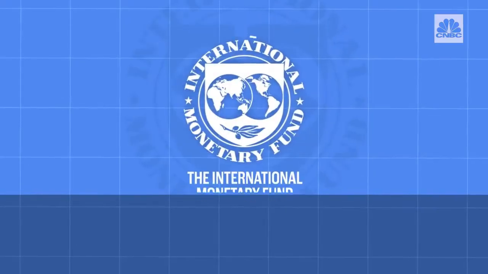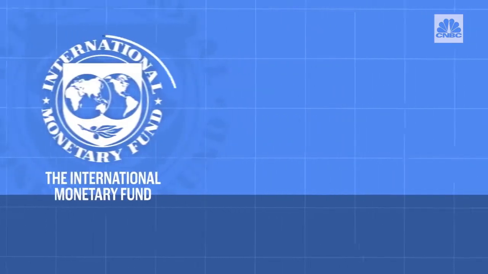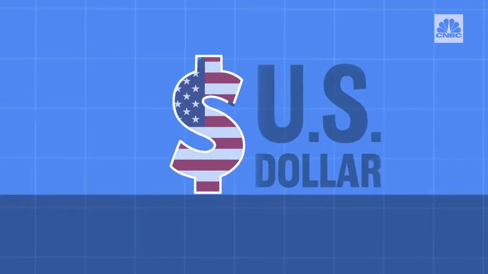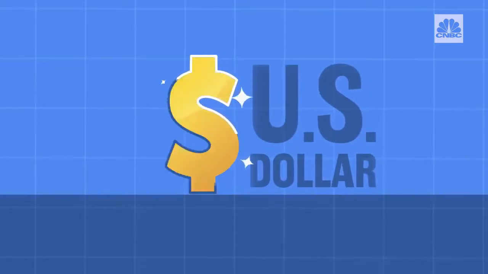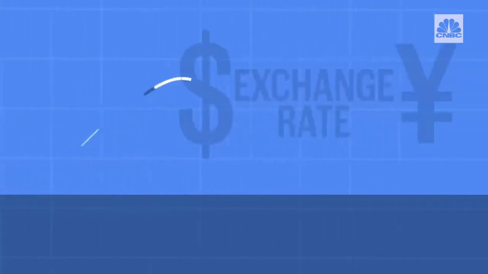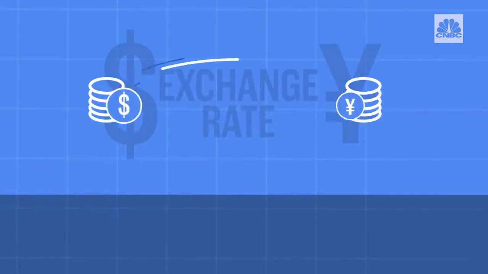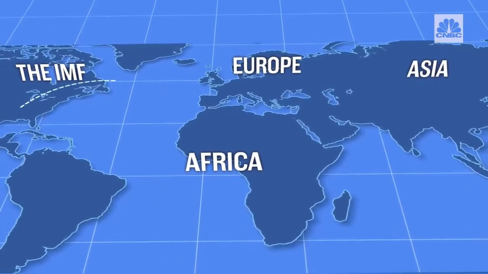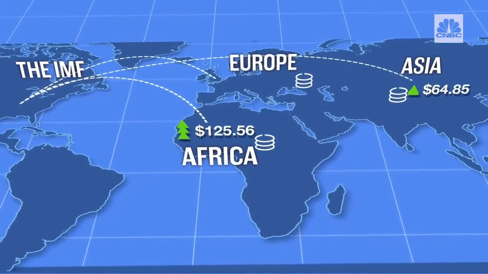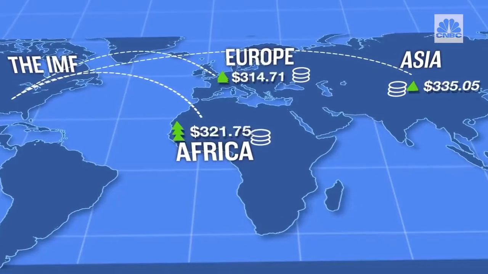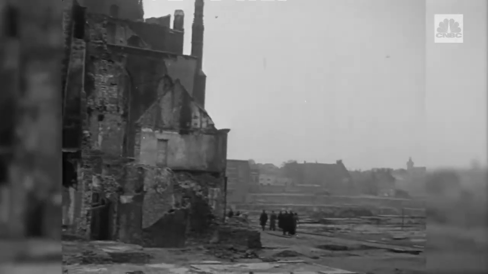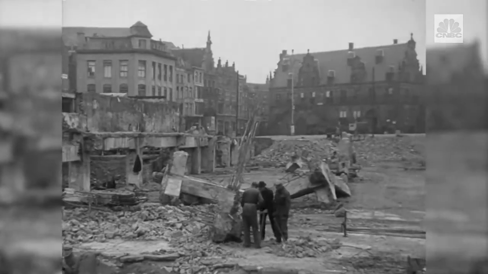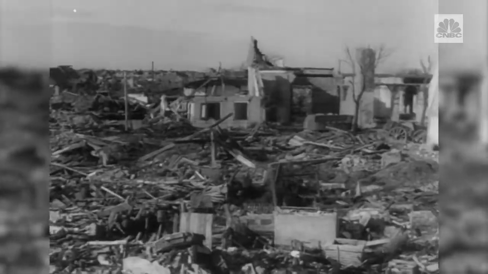The IMF's job was to oversee a system of fixed exchange rates, which tied the value of a country's currency to the US dollar, which was pegged to gold. The main purpose of this was to make sure exchange rates stayed stable to encourage global trade. The IMF was also tasked with providing short-term loans to countries struggling to pay their debts. Meanwhile, the main goal of the World Bank was to give financial assistance to countries, mainly in Europe, that needed to rebuild after the war.